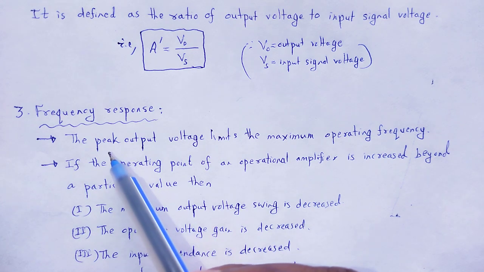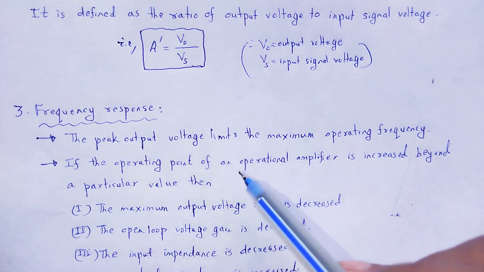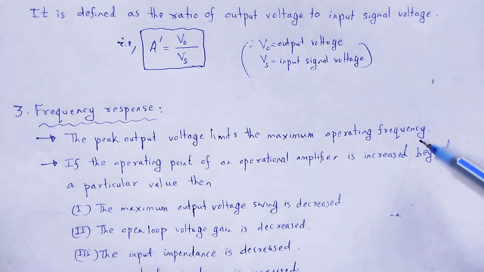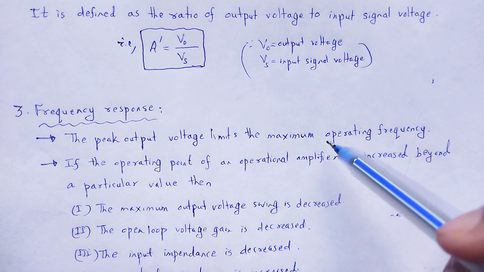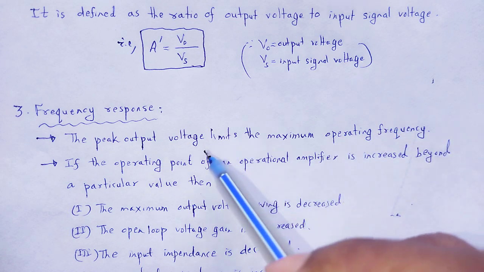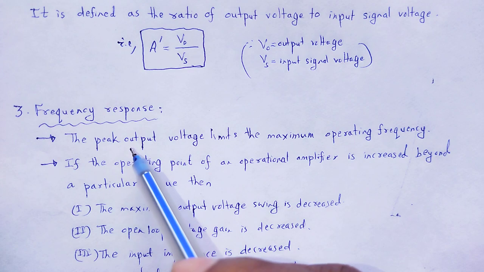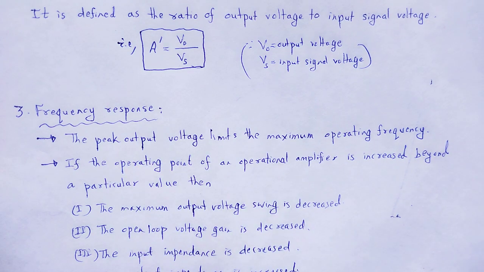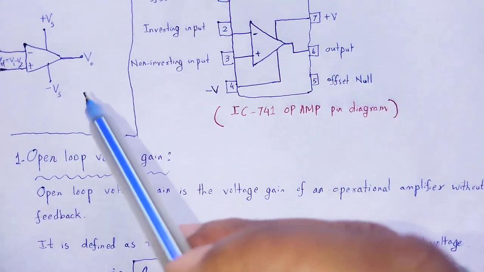First point, the peak output voltage limits the maximum operating frequency. The maximum operating frequency is limited by the maximum output voltage of that particular operational amplifier.